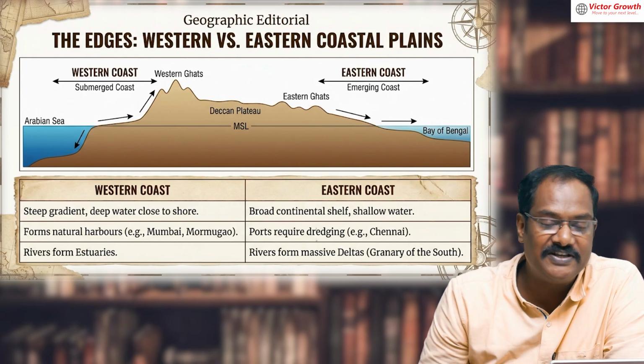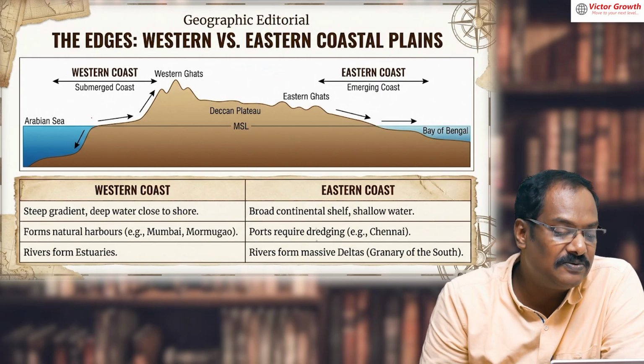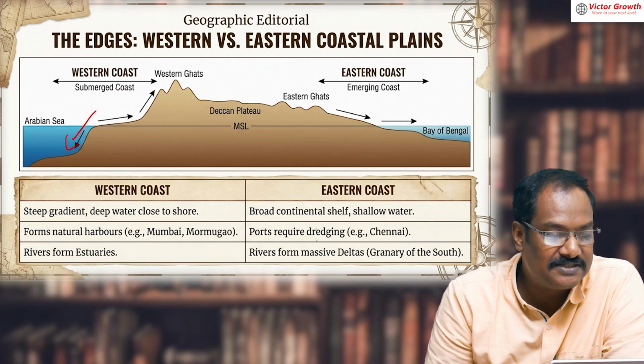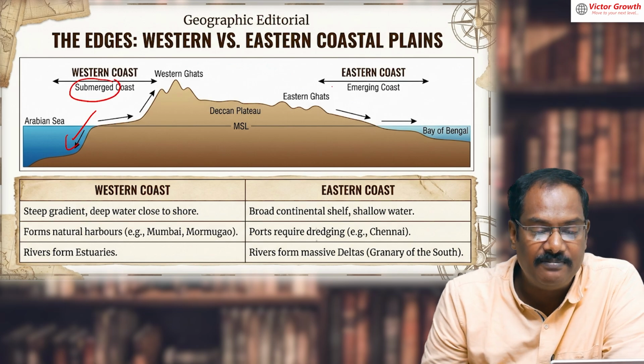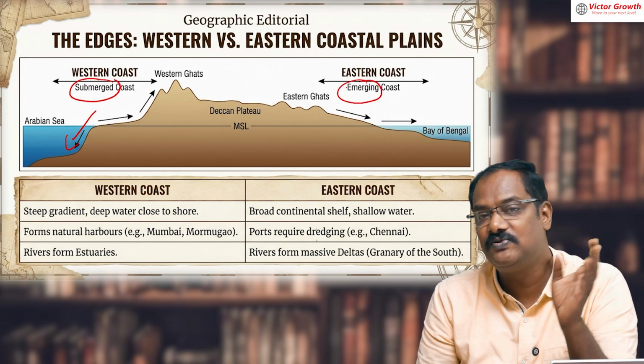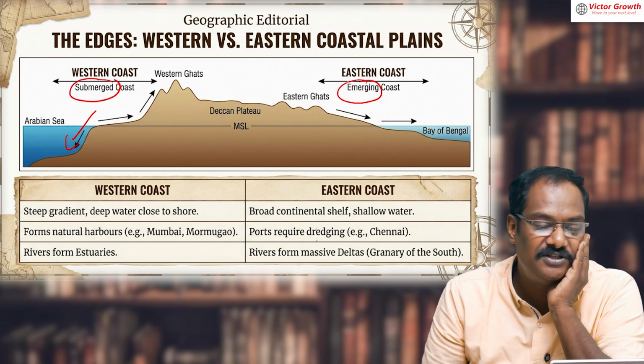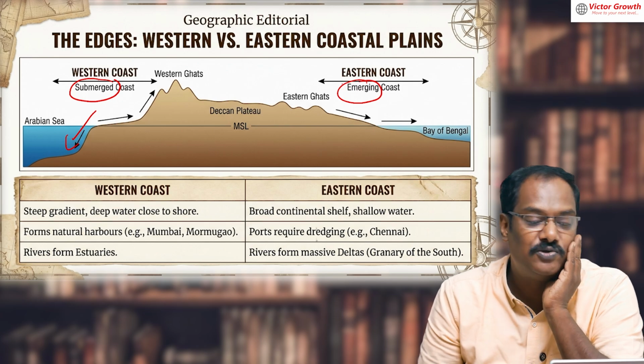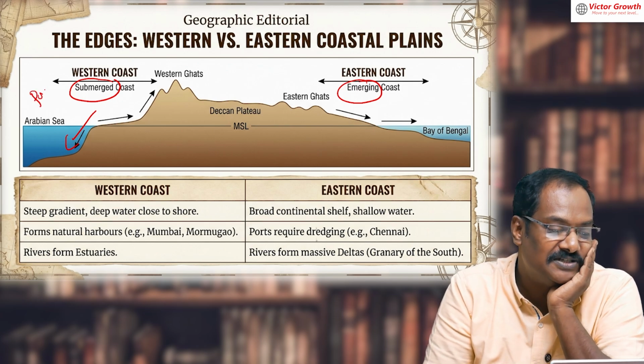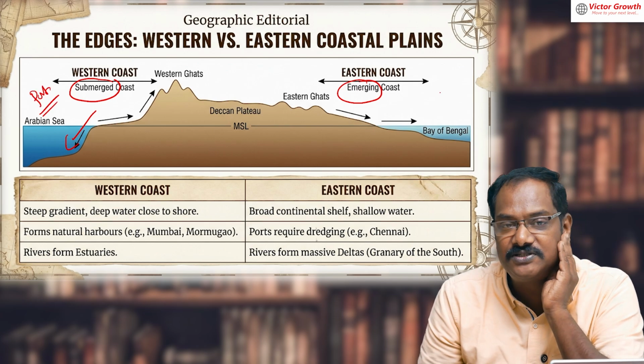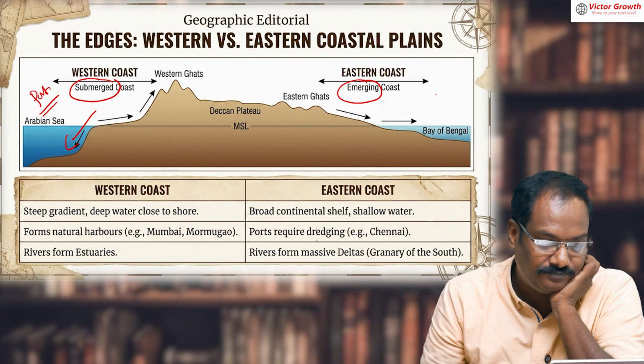Then comes the western coast and eastern coast. On the western coast you have high depth. It's a submerged coast. This is an emerging coast. Please write that down. So, western coast and eastern coast. The western coast is the submerged coast. Depth is high, so natural ports and all are possible on the western coast. On the eastern coast, you have to create artificial ports only.